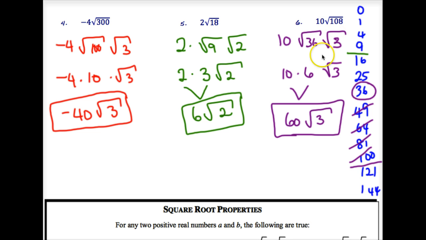So for example, 108, we know it's between 100 and 121. So start looking for factors of everything that's smaller.